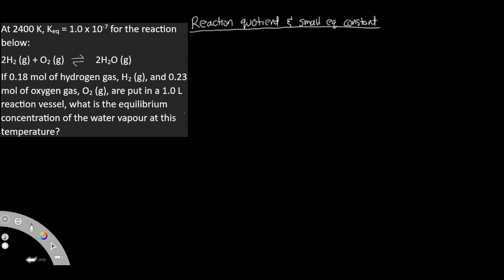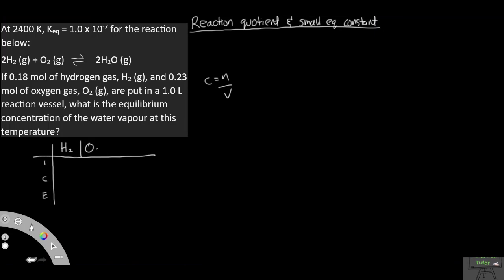As you can see, from the previous video for this one, we had to create a nice table when we had our values here, and using C is equal to N over V, we had to create an ICE table using concentrations. So we have I, C, E, and we're going to be putting our reactants and products. So we have our H2 here first, then we have our O2, and then we have our H2O. And let's bring it down.